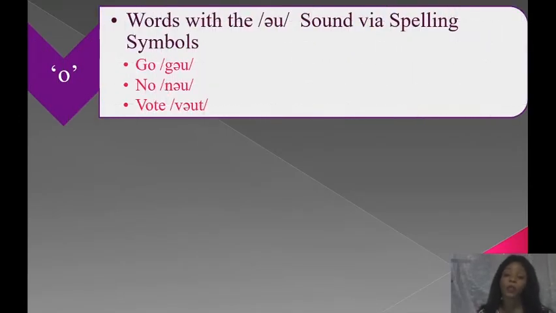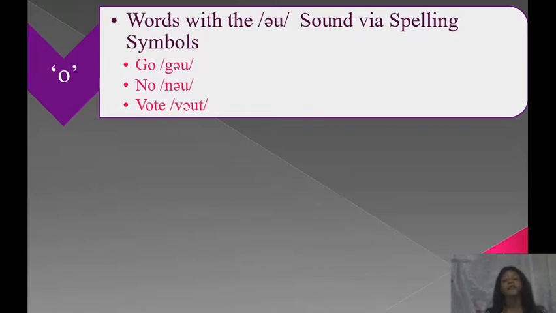Okay, now let's actually look at examples of words with the sound via spelling symbols. Now, most words that actually are spelled with an O are actually pronounced using that sound. For instance, we have the word go, G-O, go, not go, it's go. We also have the word no, no. It's not no, it's no.